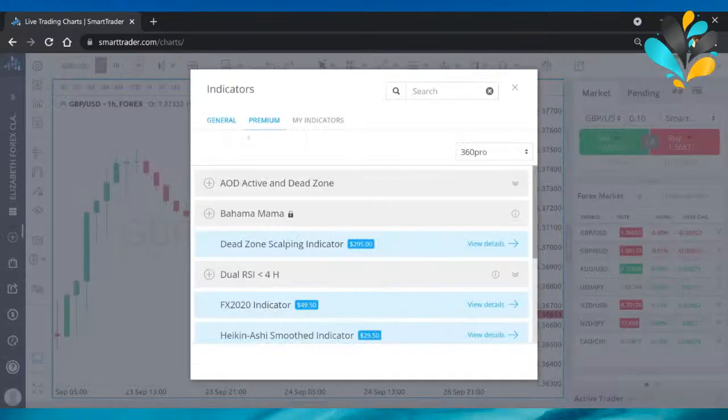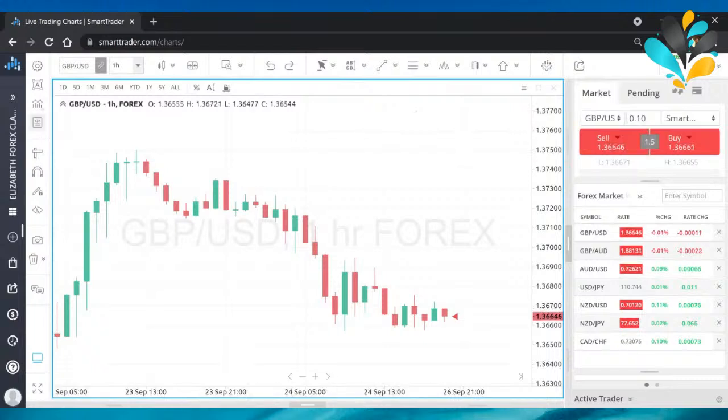So you can use any of these indicators. You can practice using them. We will cover indicators like Bahama Mama, the stochastic oscillator, the averages. So all of those EMAs, all of those we're going to be getting into.